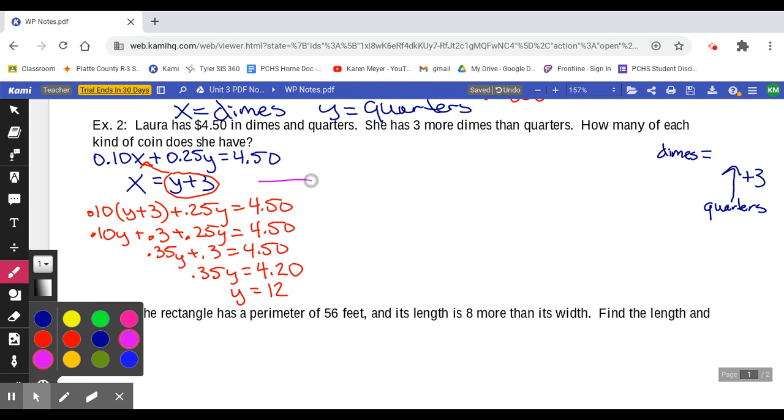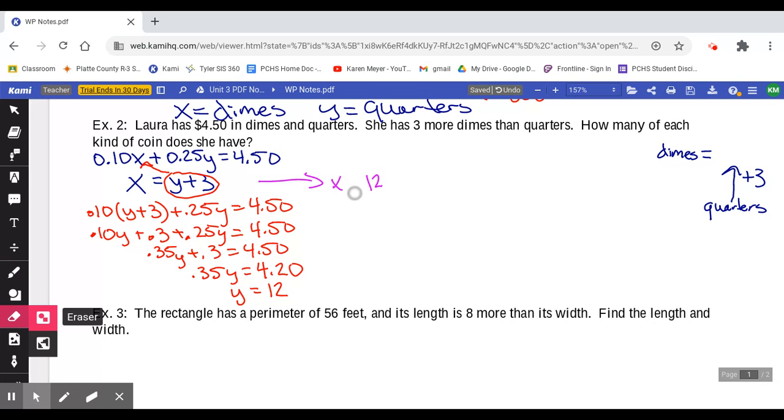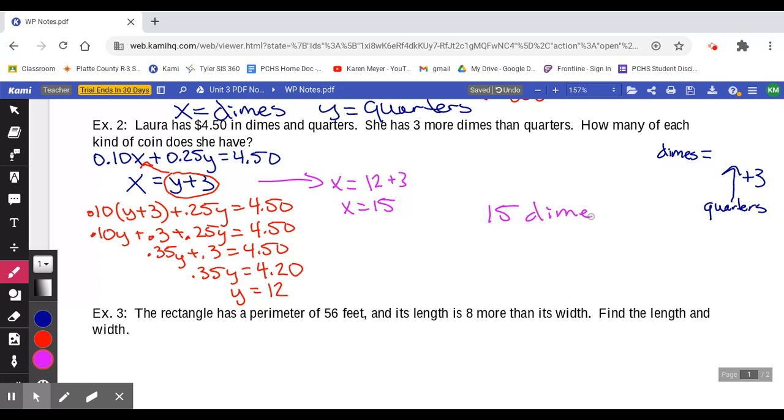So now I can substitute that back in. x equals y, which is 12, plus 3. So x equals 15. So we will have 15 dimes and 12 quarters.